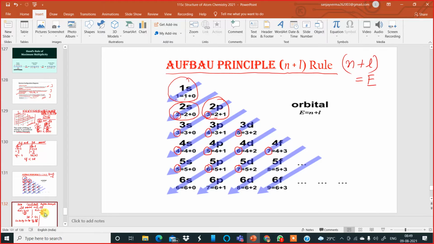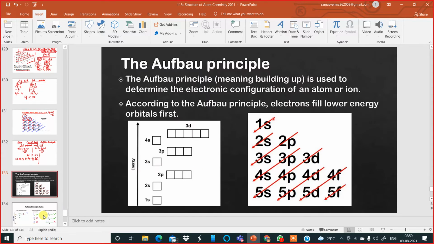Now moving to the next slide. One more slide is there, explaining the same thing, the above principle. Its main objective is to determine the electronic configuration of an atom or ion. According to this principle, electrons fill low energy orbitals first. So this is how we put the orbitals according to the energy.